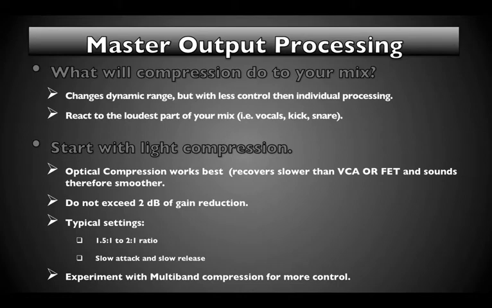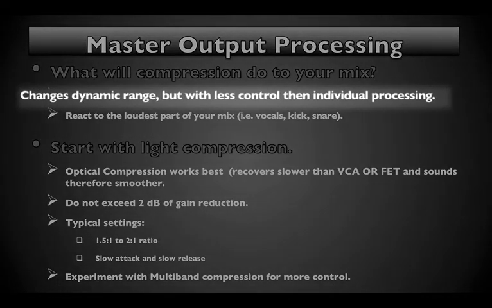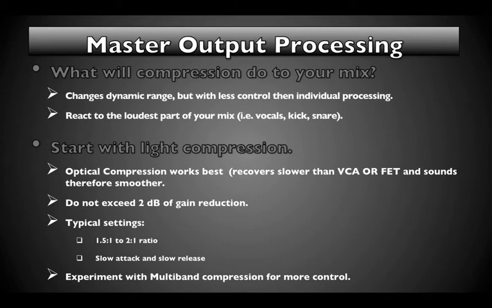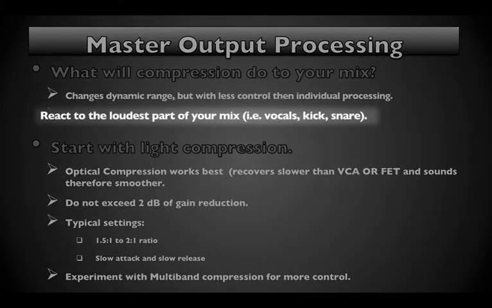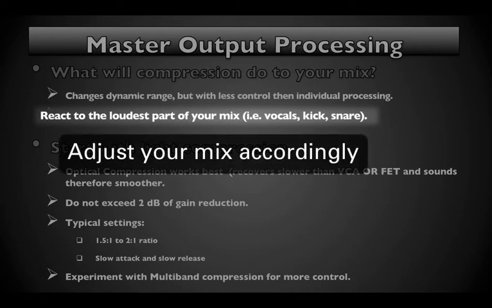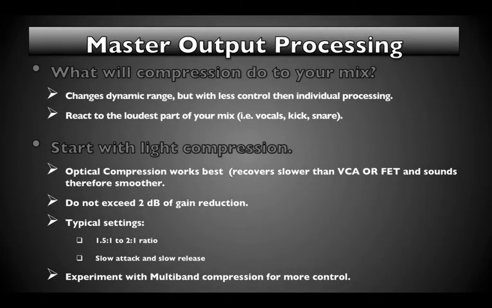Now keep in mind that it does change the dynamic range of your mix overall, but applying compression and limiting to your output does not give you as much control as doing it individually. The compressor is always going to react to the loudest part in your mix, which for example will probably be vocals and kick, sometimes the snare. So these elements will be reduced and you will slightly have to make up for that on the individual channels, or if possible, like on the vocal, on the lead sub mixer. So start with very light settings.